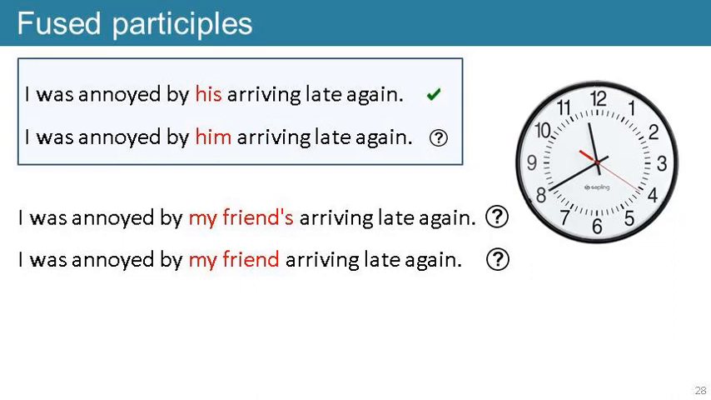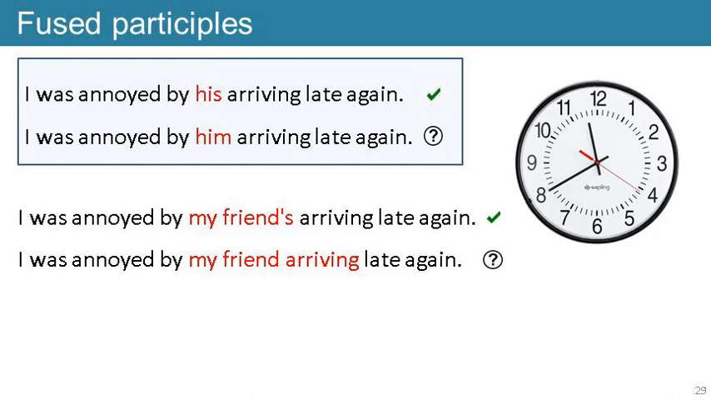Now let's replace the red pronouns with nouns and ask the question again. Which would you say is correct? I was annoyed by my friend's arriving late again? Or I was annoyed by my friend arriving late again? As you might suspect, purists maintain that the first sentence has the correct form since it uses the possessive noun friend's followed by the gerund.